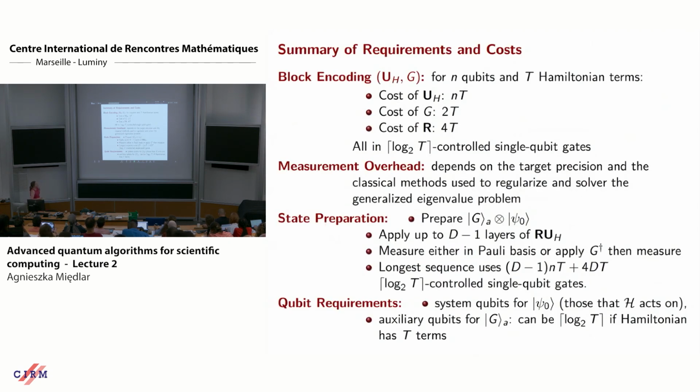So this is the summary of the requirements and the cost associated. Capital T is connected to the number of Pauli matrices, the number of terms in your Hamiltonian. So you see it's very targeted to this particular Hamiltonian. The costs, the measurement overhead, the state preparation, how much it costs, qubit requirements, all this information is there. Here it is just consolidated for presentation.